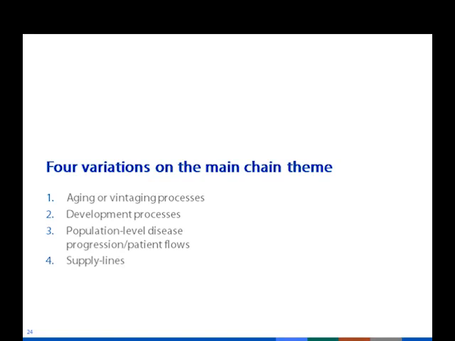The second is a development process. I tend to think expansively about the idea of development, and there are many uses for main chains in this context. A third variation on the theme is related to the idea of a development process, but is perhaps more specific to health-related contexts. At a population level, main chains can be used very productively to consider disease progression dynamics, or what I like to call patient flow maps. Finally, and importantly, main chains are a great way to map the essence of supply lines. In a minute, we'll take a look at each variation on the theme.